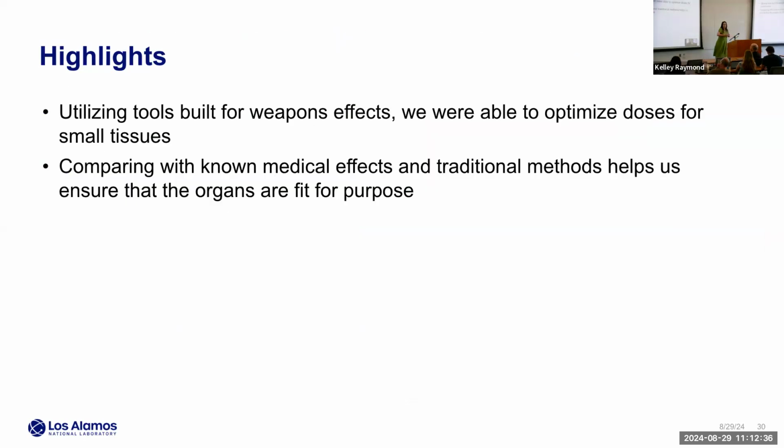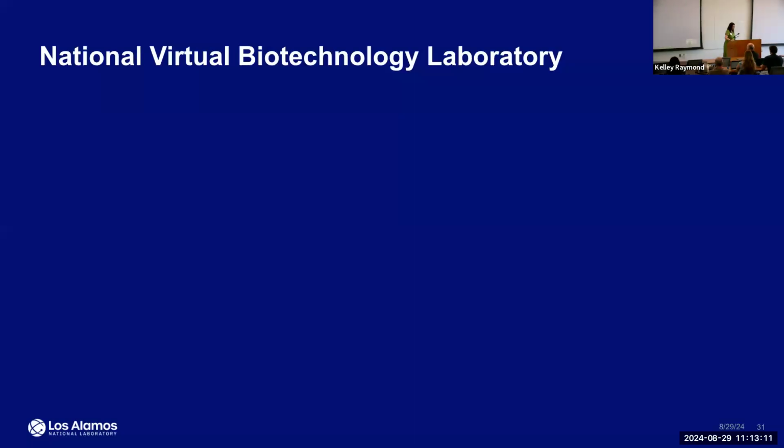Some highlights of this study are that we used a lot of tools built for weapons effects, and we were able to optimize our doses for small tissues. I think that's a really big win. And also, comparing with those known medical effects helps us ensure that the organs are fit for that role. Not all of our organs ended up being appropriate for that job. So it's okay to say, hey, this lung tissue was working out, but only if we use these types of cells in it.